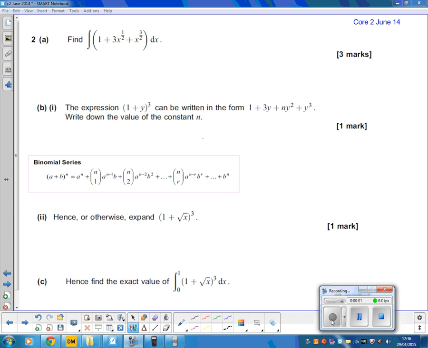Question 2 is a binomial and integration question. These two things quite often get put together in the exam. So we start off with just an integration. Now don't forget your Core 1 integration when you do this question. So we're going to integrate 1, that goes to x.